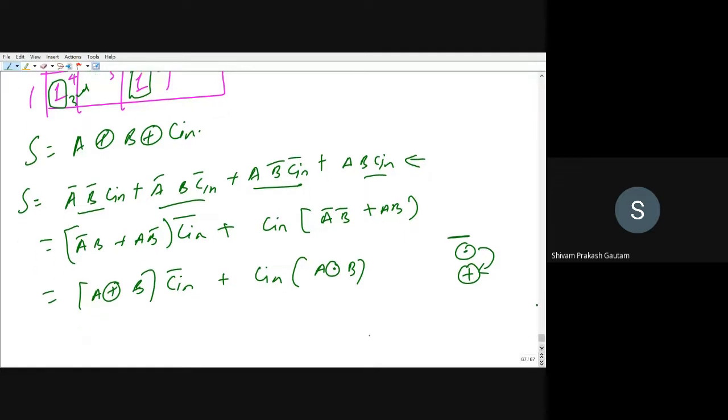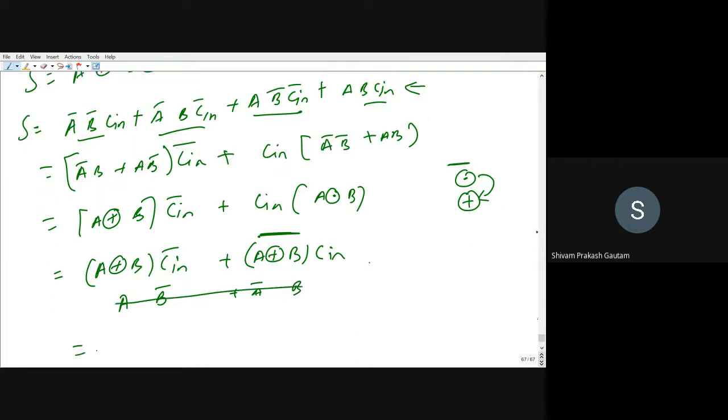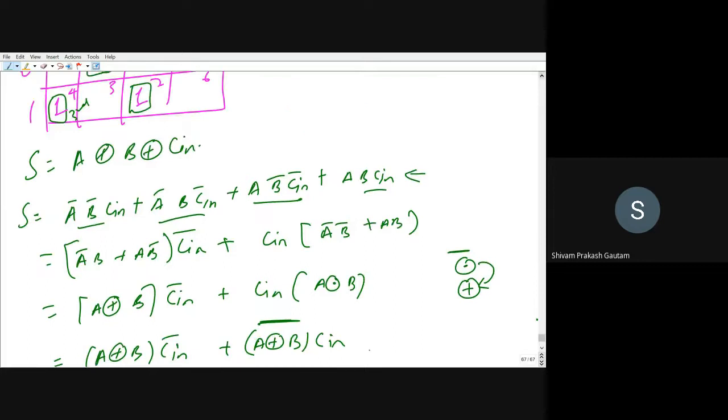So in the next expression, I will be complementing it. So this will be A XOR B, C in bar plus A XOR B bar, C in. So you can see it is again in the frame. If you consider this A and this B, then in the next step this will be A bar and B. So what I can do is write A XOR B XOR C in. This will be the sum expression that I have directly written. You can see it here. So you can prove it as well.